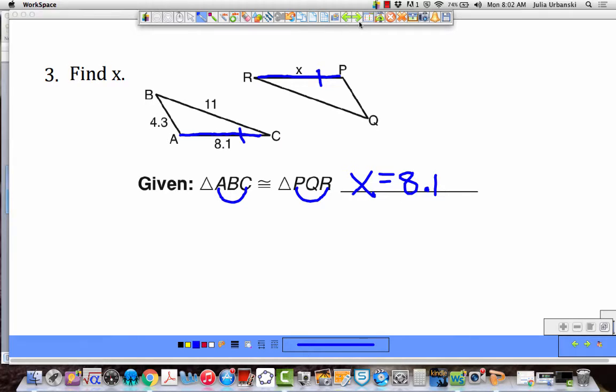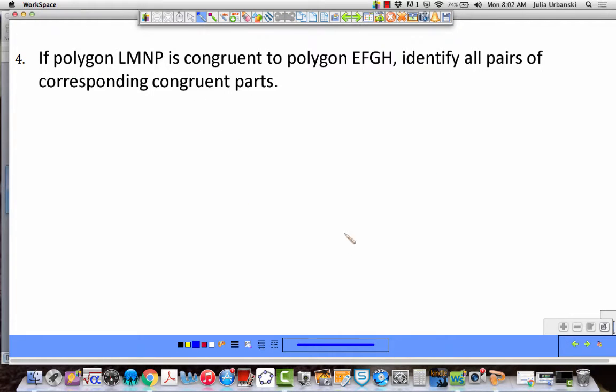Okay, and the last of this kind of problem, let's do together, number 4. If polygon LMNP is congruent to polygon EFGH, identify all the pairs of corresponding congruent parts. So there's sides, and then there's angles. All right, so I'll start you off. For the sides, LM is congruent to what? You're doing it without a picture this time. LM is congruent to EF.